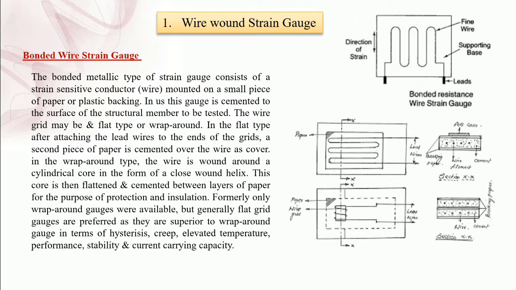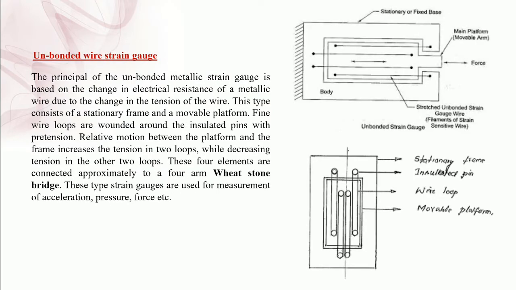Formerly, only wrap around gauges were available, but generally the flat grid gauges are preferred, as they are superior to wrap around gauges in terms of free stresses, creep, elevated temperature performance, stability, and current carrying capacity. Now, for the wire wound strain gauge, next what we are going to discuss is the unbonded strain gauge.